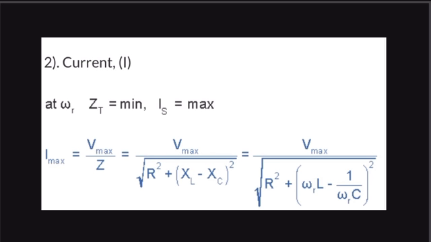Next, coming to the current I, based on this graph, current I at omega r: Z is equal to minimum and I is the maximum. So coming to I max, we have V max by Z is equal to V max by root over R square plus (XL minus XC) whole square, that is equal to V max by root over R square plus (omega r L minus 1 by omega r C) whole square.